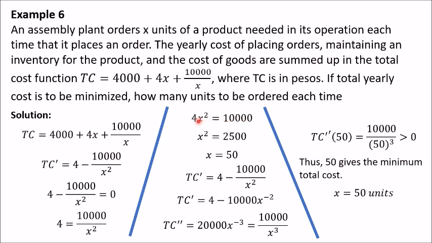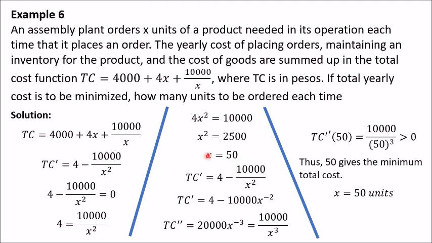So, 10,000 divided by 4 is 2,500. That is x squared. Ibig sabihin yan, x is just the square root of 2,500, which is 50. X is 50. So we assume that at x equals 50, the TC will give us the minimum value.